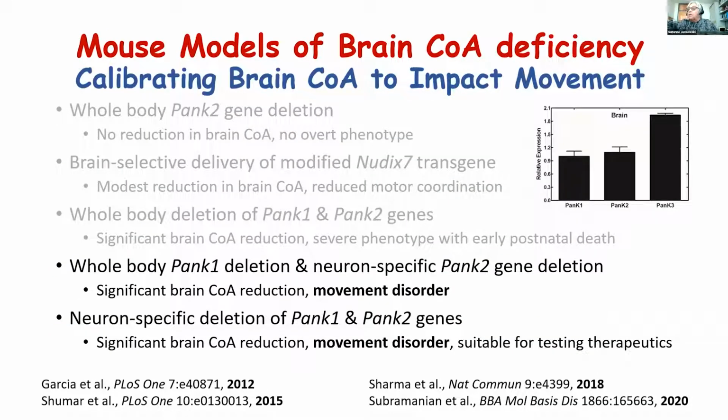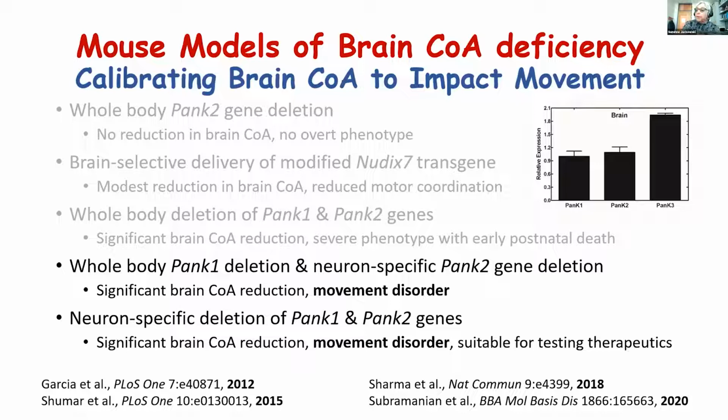We generated several mouse models of CoA deficiency, and our most recent models, down toward the bottom of the list there, had movement disorders. CoA is variable and responds to different metabolic challenges by changing its activity and changing the level in cells. So it's hard to really know what is a CoA deficiency.